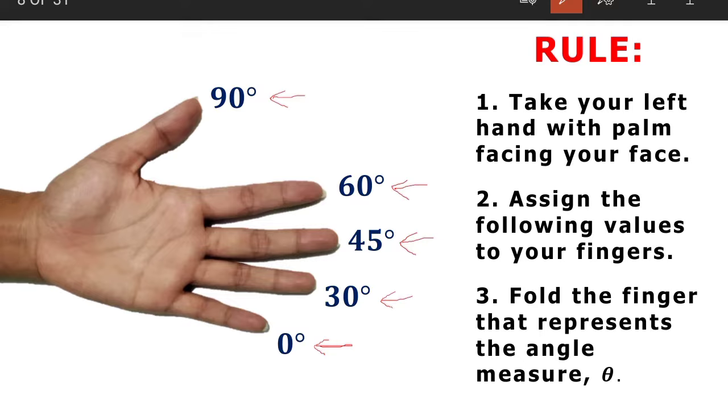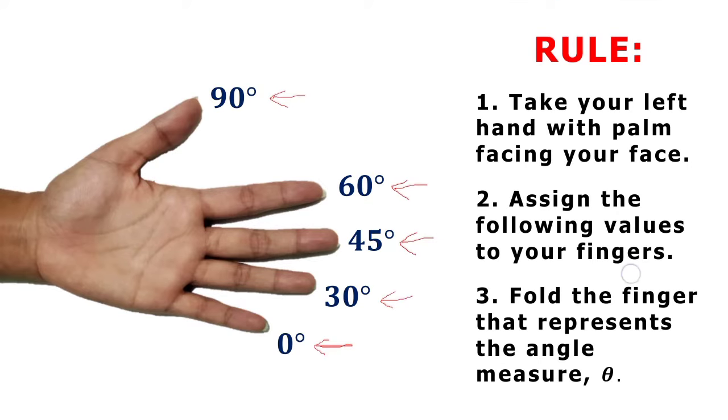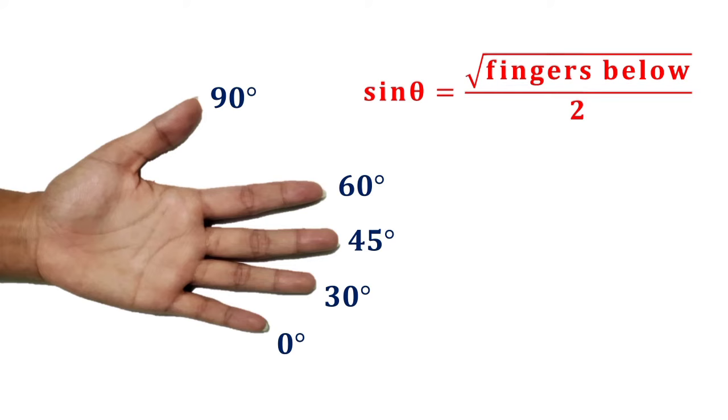Just remember that representation, class, because as we go through the exercises, you will always remember these representations. And then third, you have to fold the finger that represents the angle measure. The angle measures are 0 degrees, 30 degrees, 45 degrees, 60 degrees, and 90 degrees. To understand how to perform this hand trick, let's have an example. Let's first have the sine function.